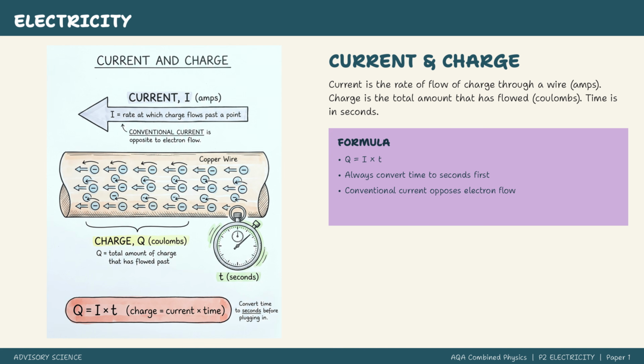Electricity, circuit symbols, and electrical charge. Electrical current is an invisible traffic jam of tiny particles called electrons flowing through a wire. To map out these circuits, you must recognize universal symbols.